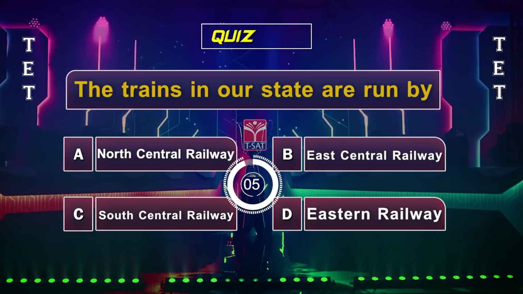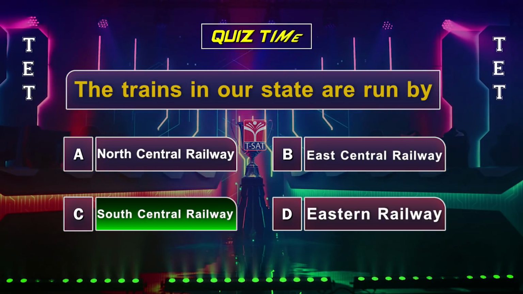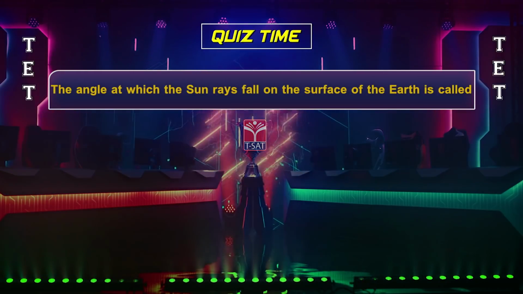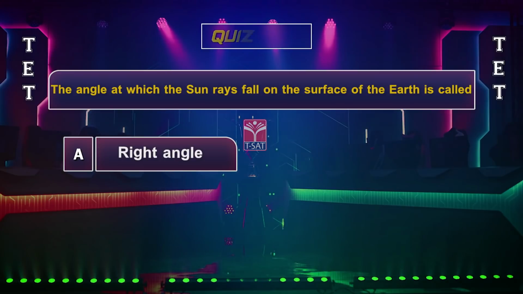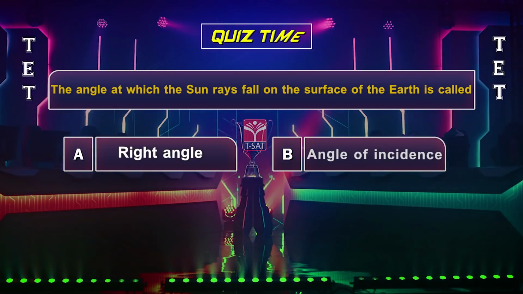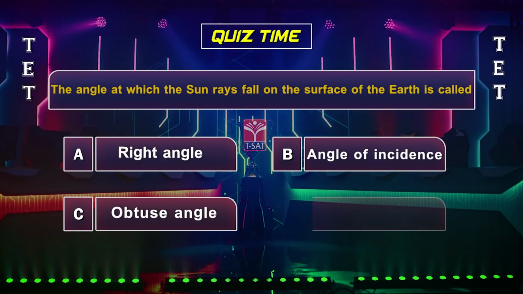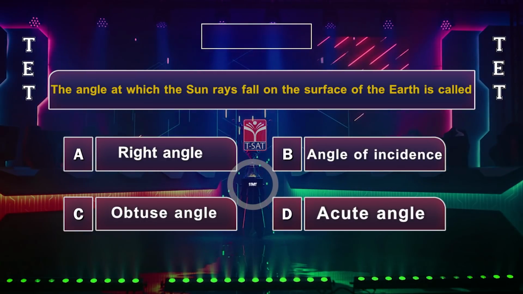The correct answer is option C, South Central Railway. Third question. The angle at which the sun rays fall on the surface of the earth is called option A, right angle. Option B, angle of incidence. Option C, obtuse angle. Option D, acute angle. Your time starts now.